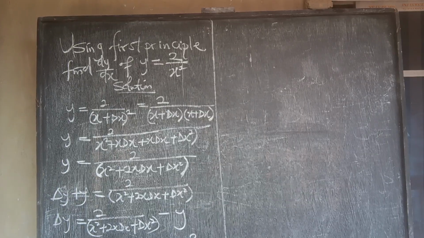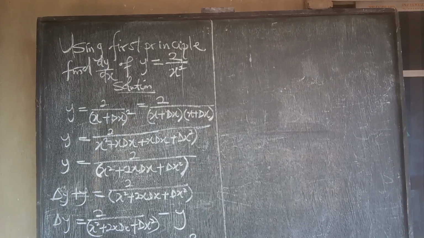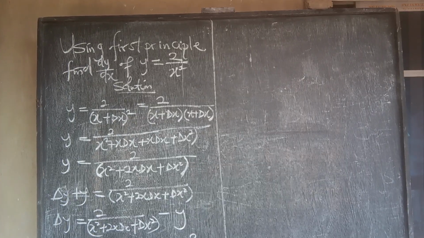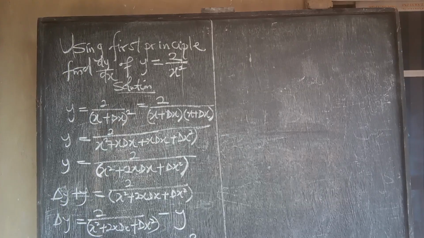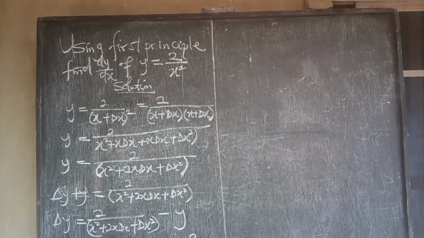LCM. What is the LCM of x square and this? I'm going to have x square into bracket of x square plus 2x change in x plus change in x square. But remember, how many of this one are here? Simply means that everything in the bracket is going to be 1. Therefore, it's left with x square.